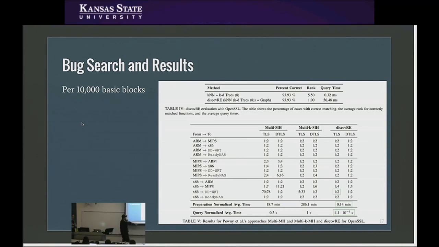And then comparing it to the Pewny paper, their fastest time was 18.7 minutes to find one, whereas this was down to 14 milliseconds. So this is a lot faster speed. You're not waiting, as you can see in the middle one there, 286 minutes.